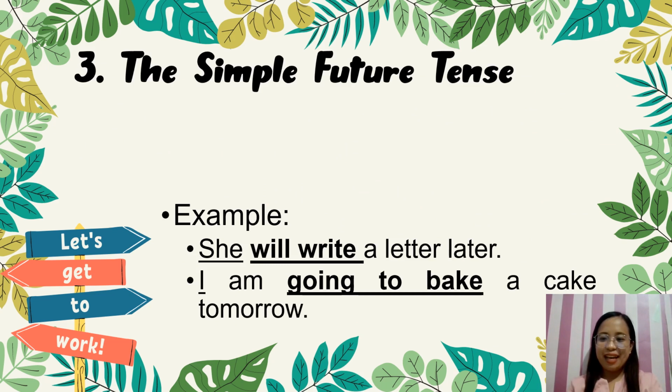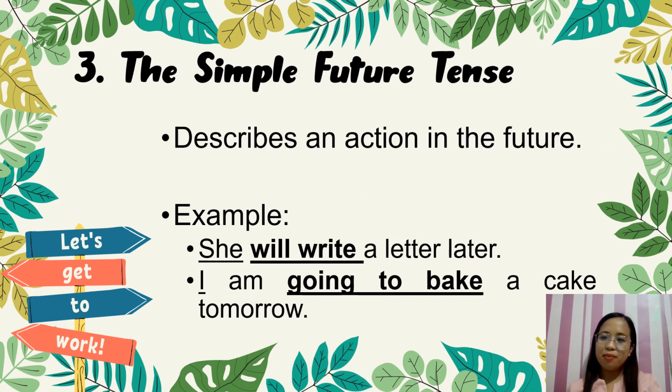Okay, so ngayon naman class, punta na naman natin yung simple future tense. Ito naman, yung mangyayari pa lang. Hindi po siya nangyayari, kundi mangyayari pa lang siya bukas or sa mga susunod na araw or panahon. Okay, simple future tense describes an action in the future. So mangyayari pa lang siya. Diba kanina yung present tense sa past tense? Ngayon naman, future tense. Example, she will write a letter later.